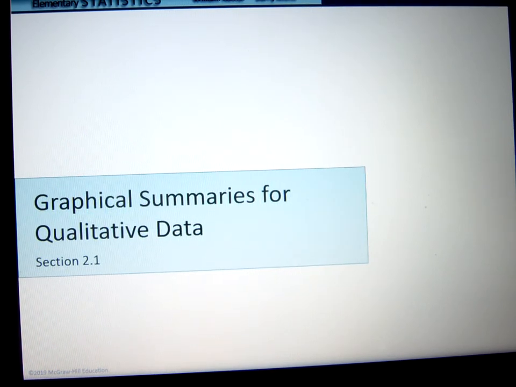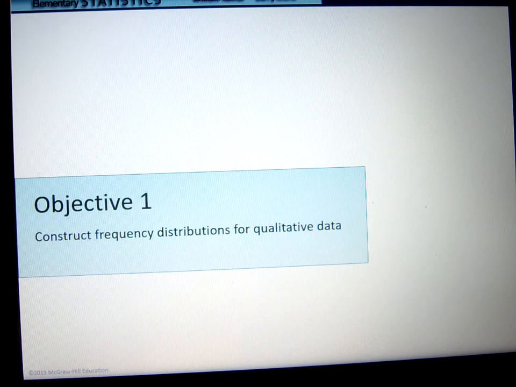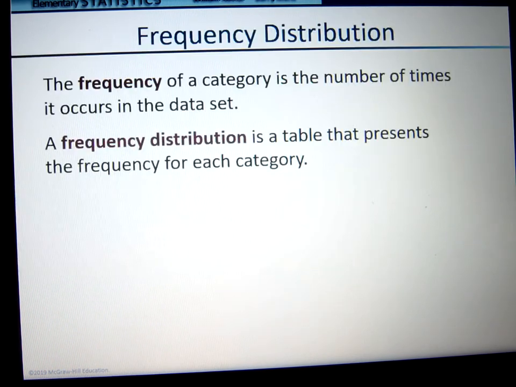And so let's start 2-1. First, we're going to look at constructing frequency distributions for qualitative data, construct bar graphs, and construct pie charts. So remember the difference between qualitative data and quantitative data. Quantitative you can count, qualitative is in categories like colors: blue, red, green. Okay, so objective 1, we're going to look at frequency distributions. Frequency is the number of times that it would occur in a data set. So a frequency distribution is a table that represents the frequency for each category.